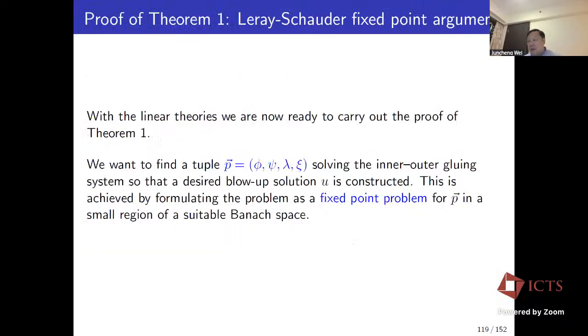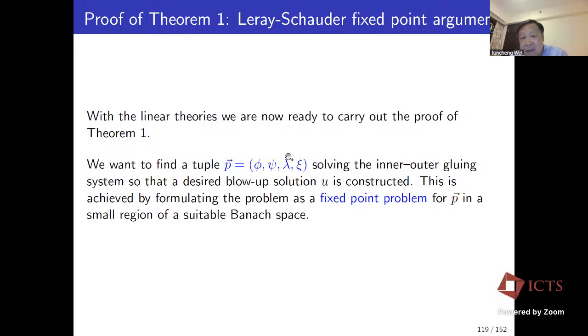So now we have the linear theory. Now we're ready to carry out the proof of the construction. So let's recall we have in dimension 5, our p is (n+2)/(n-2). So we want to find a tuple of functions lambda, psi, phi and psi. We need to find phi and psi, the inner part and the outer part. We also need to find lambda and psi. So these are all the functions we need to find.